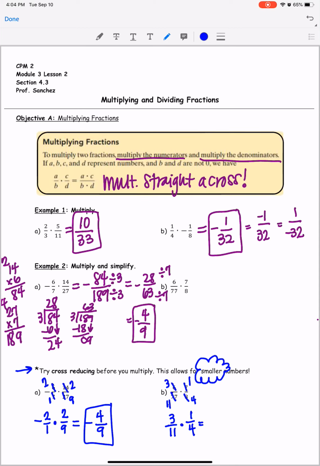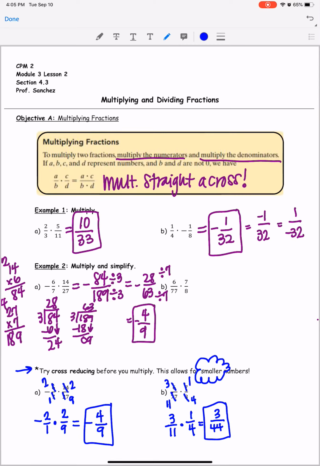So multiply straight across. 3 times 1 is 3. 4 times 11 is 44. Can you divide 3 and 44 by something? Well, no, 3 is a prime number. If you got a prime number, you can't reduce.